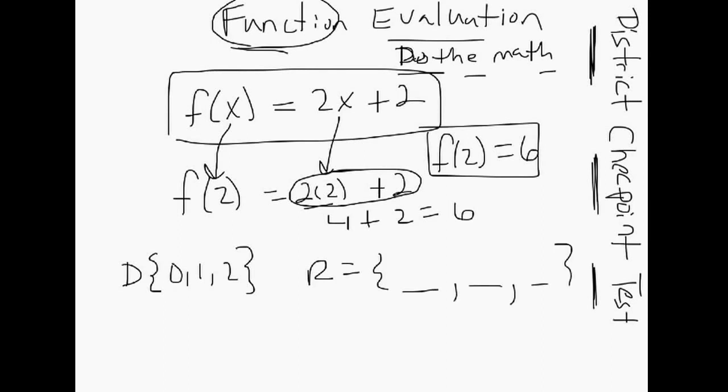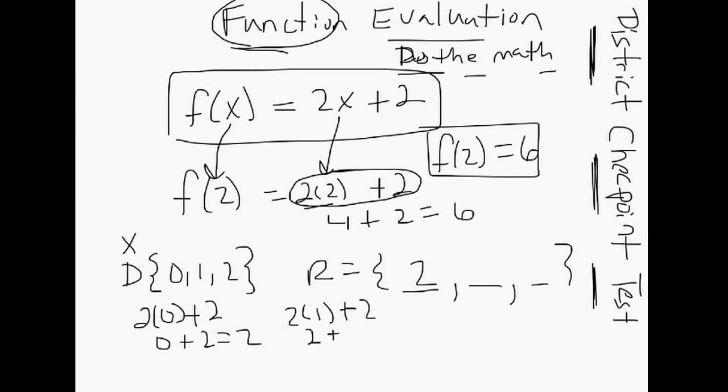that correspond to those. So that means you would plug in 0, and then since these are domain, those would be x's, so you would plug in 0, so it would be 2 times 0 plus 2, which would be 0 plus 2, or 2. So that would go there to correspond with 0. Then you would plug in 1. 2 times 1 is 2, plus 2 is 4. And we already know that f of 2 is 6, so 6 would go there. So you can do it for one number, or you can do it for a whole series of numbers.